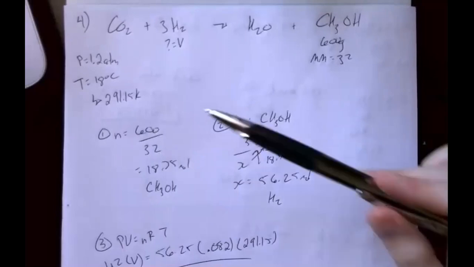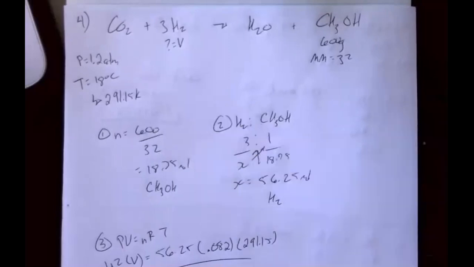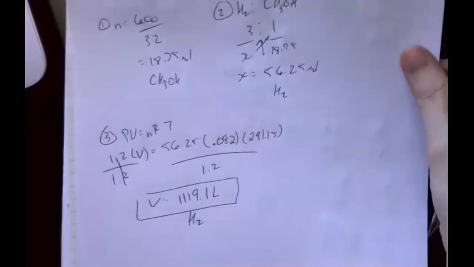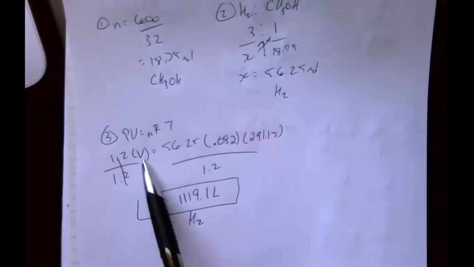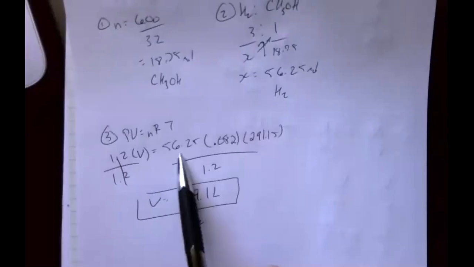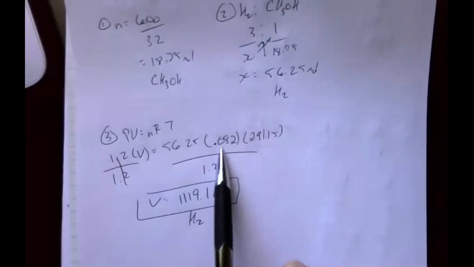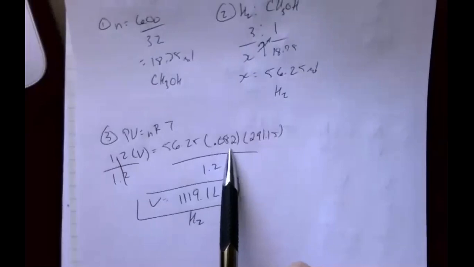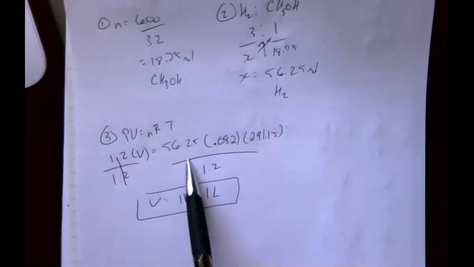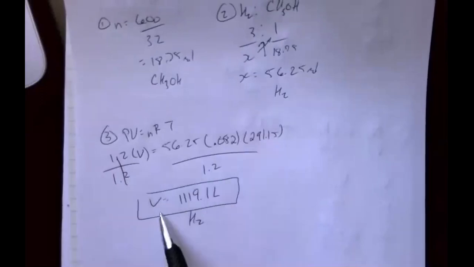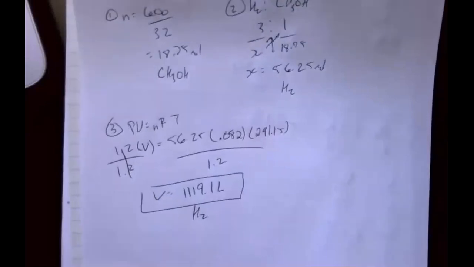Then because I'm given pressure and temperature, I can use my PV equals nRT formula. So I plug in my 1.2 atmospheres for my pressure. My V for volume is what I'm solving for. I'll plug in my 56.25 moles of hydrogen gas. Because my pressure is in atmospheres, I'll be using 0.082 as my R value, and then my temperature in Kelvin, 291.15, divide it all by 1.2 to solve for V, which is 1119.1 liters. So that's it for stoichiometry.